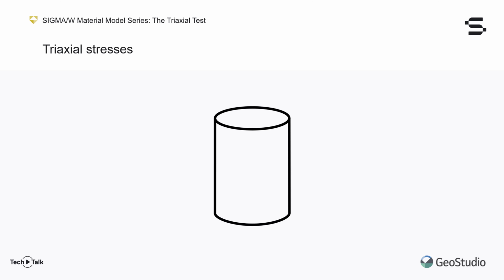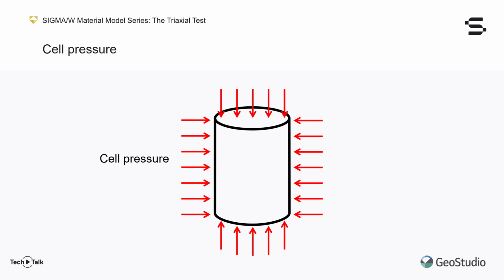Back to our schematic view of the sample. As highlighted in the previous slide, the triaxial sample is subjected to three types of stresses, namely the cell pressure, the vertical stress, and the pore water pressure. Let us look at each separately.